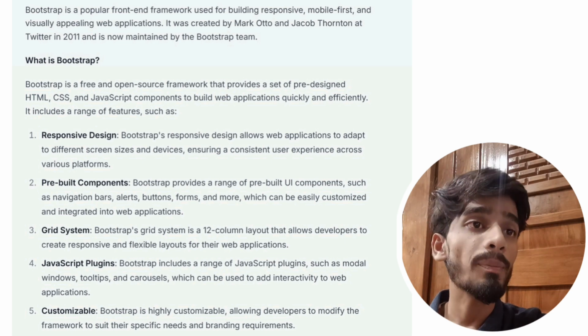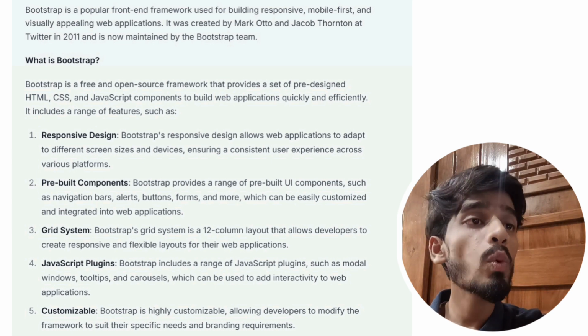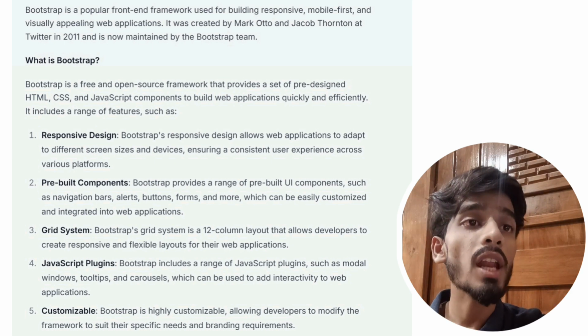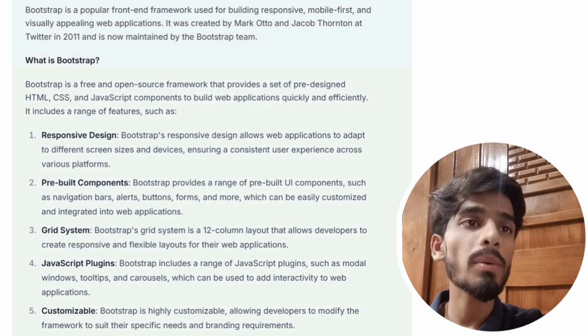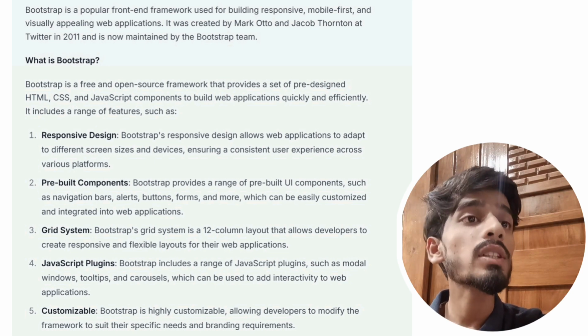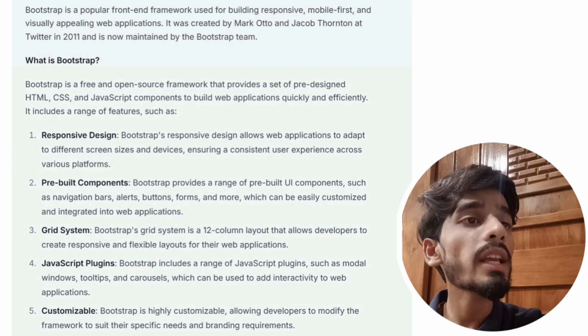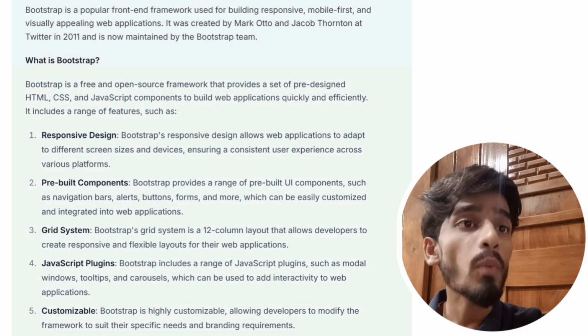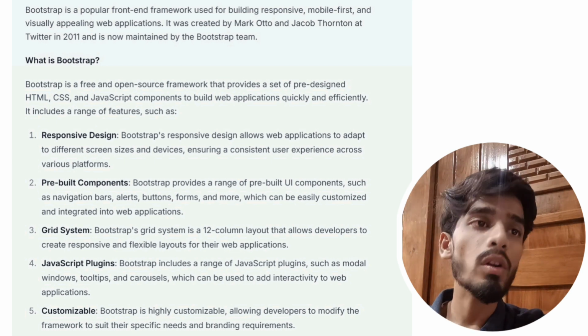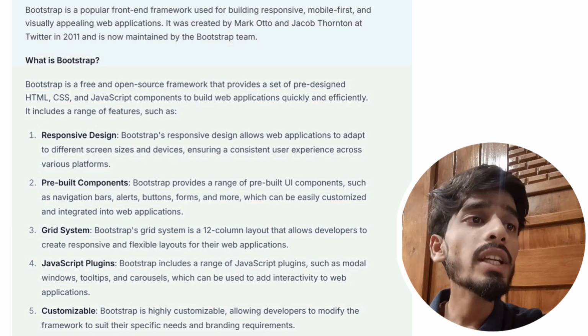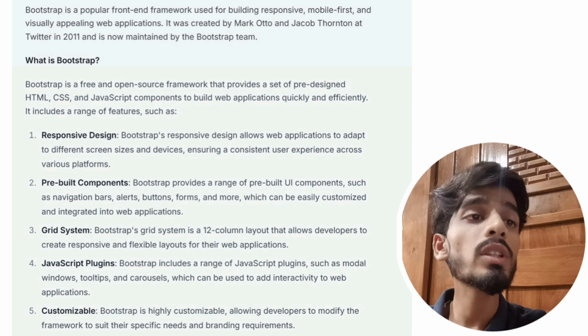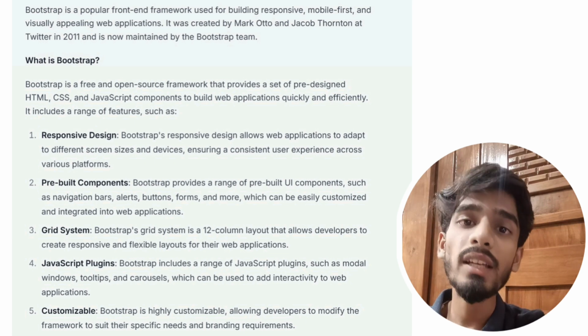Next is grid system. Bootstrap's grid system is a 12-column layout that allows developers to create responsive and flexible layouts for their web application. Next is JavaScript plugins. Bootstrap includes a range of JavaScript plugins such as modal windows, tooltips, and carousels, which can be used to add interactivity to web applications. Next is customizable. Bootstrap is highly customizable, allowing developers to modify the framework to suit their specific needs and branding requirements.